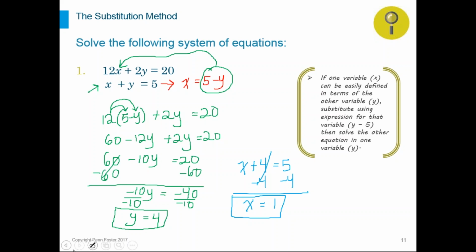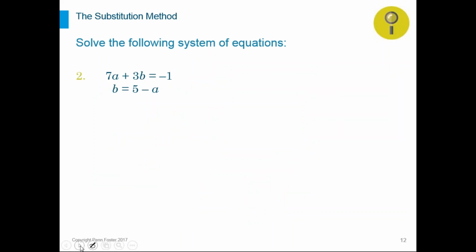Let's do another example with the same method. You have another system of equations. Solve the system of equations using the substitution method. What should I do? Well, if I look at the second equation, they already rewrote the second equation, describing b in terms of a: b equals 5 minus a. All I have to do is take that expression, which is the b, and put it in place of this b, and at that time we're going to have one equation in one variable.